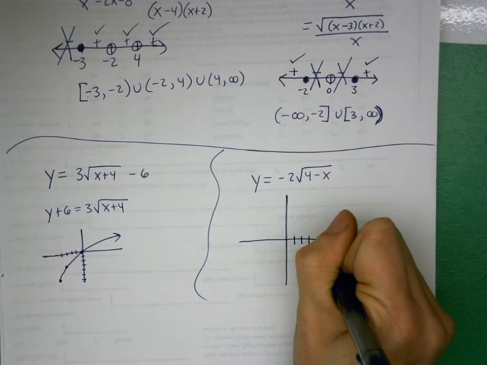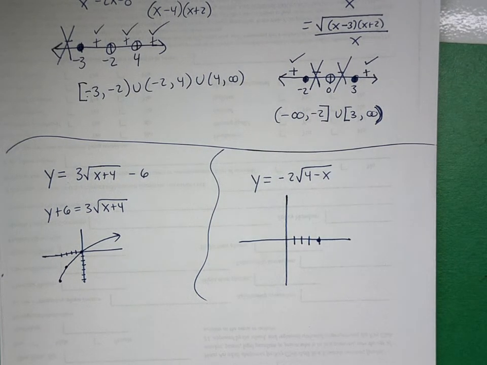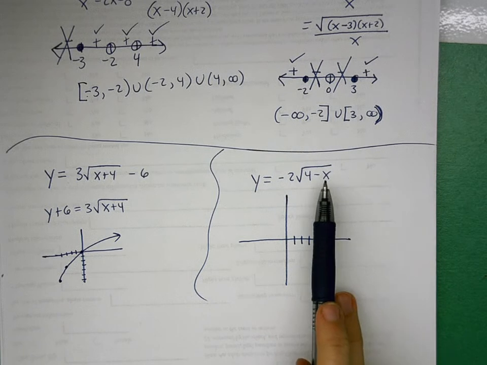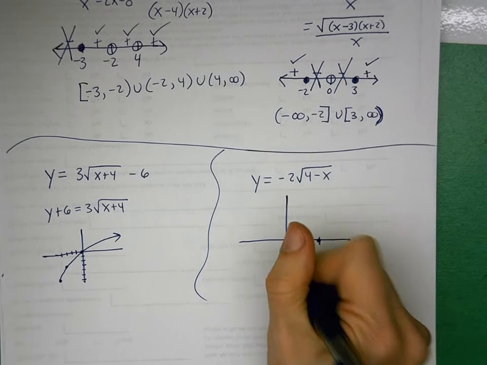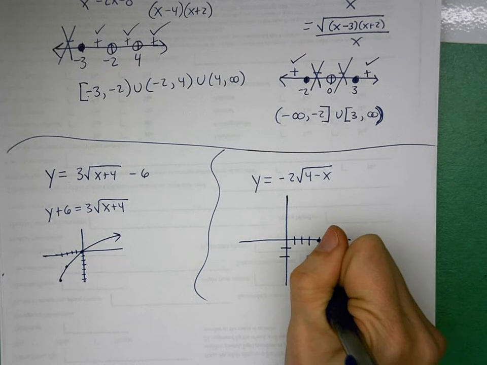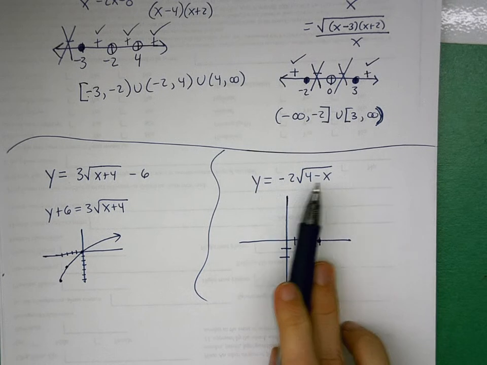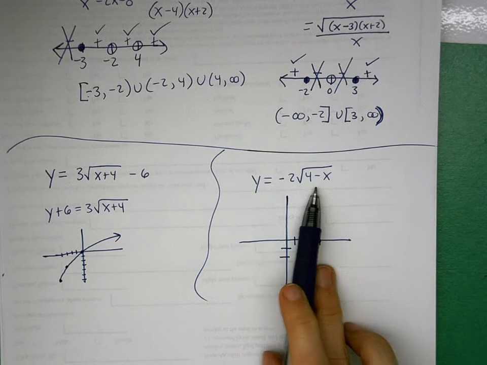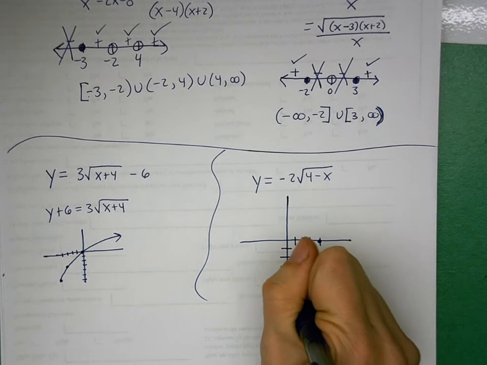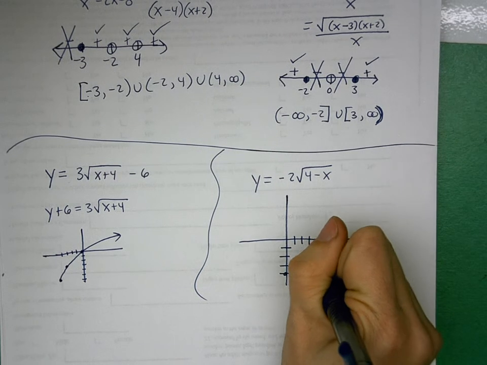And then again, you can plug in whatever 2 points you want, but I'm going to plug in 3, because that gives me root 1, which is 1, times negative 2 is negative 2. And I'm going to plug in 0, because root 4 minus 0 would be root 4. 2 times negative 2 is negative 4. And I've got my little arc here.